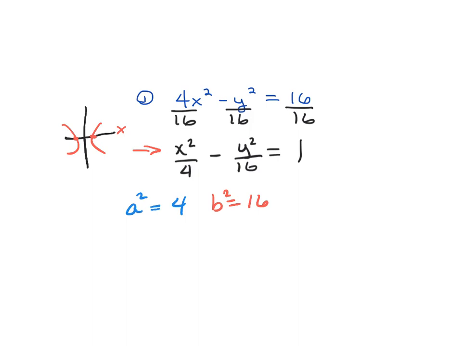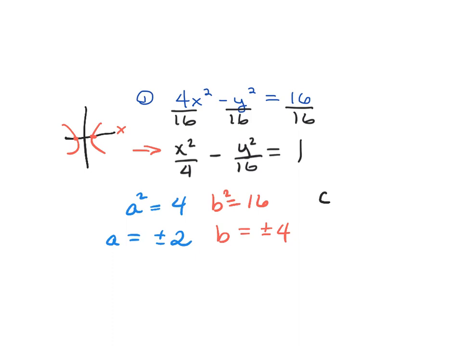I don't want to find just a squared. I want to find out what a equals, so I square root the 4. So a equals plus and minus 2. I need to do the same thing for the b, square root the 16, and I get plus and minus 4. I now need to find my c value.